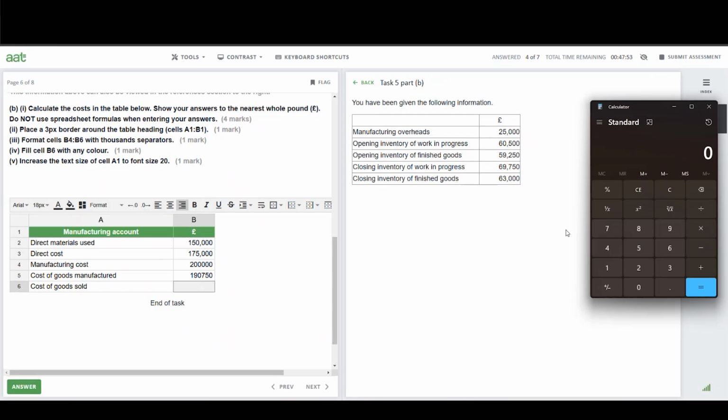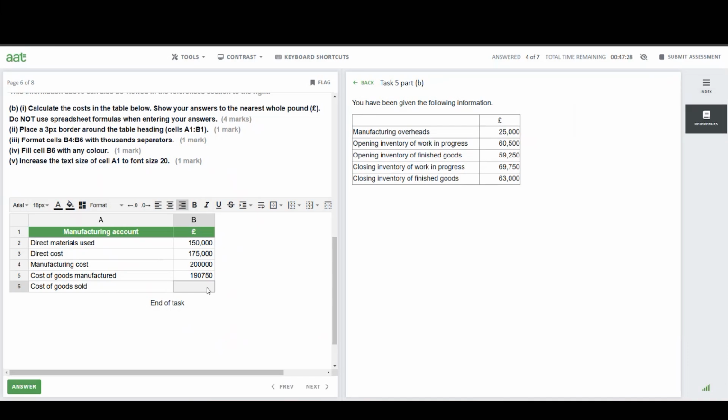So we'll start off with our cost of goods manufactured, 190,750. I guess I could have left that figure in. We're going to add on our opening inventory of finished goods, so add on 59,250. And then subtract from that the closing inventory of finished goods, so 63,000. It's 187,000.